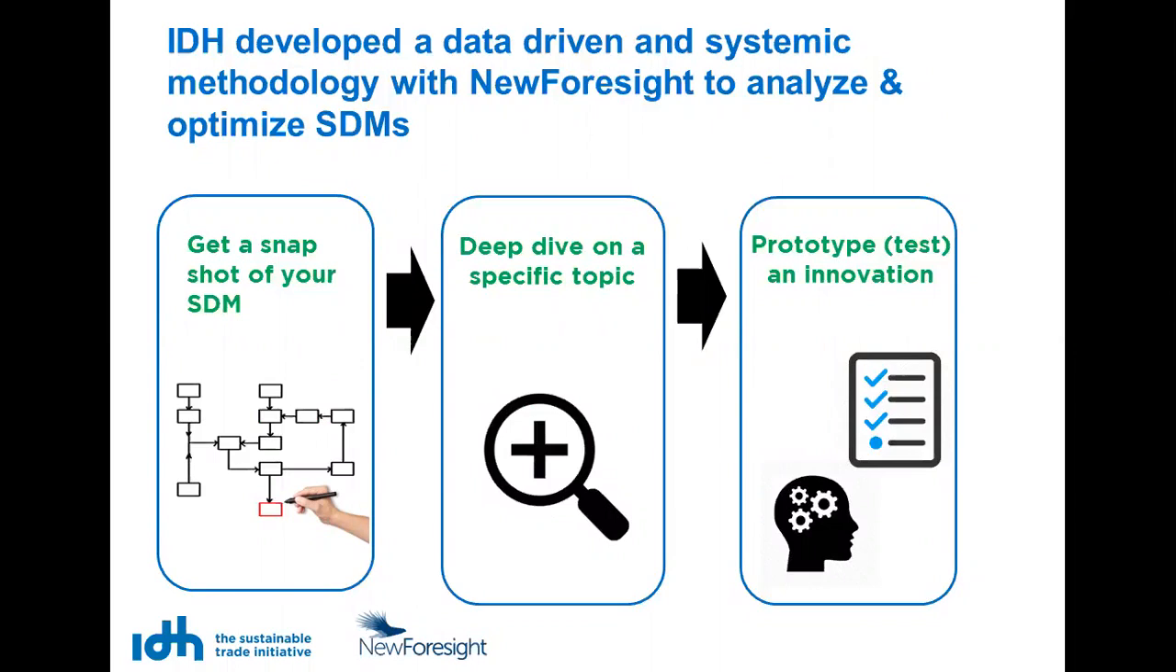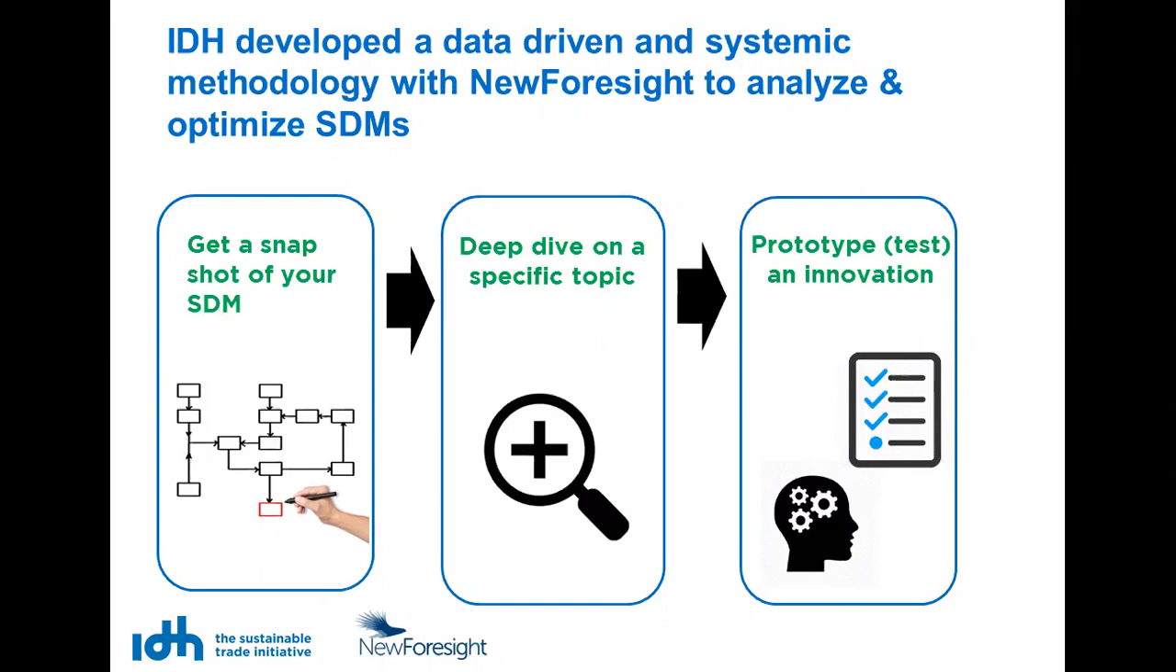So taking these trends into account and these stakeholders that are evolving, together with New Foresight, and Joost Gorte of New Foresight is also participating in this webinar, we developed a data-driven and a systemic methodology to analyze and optimize your service delivery model. So the first step is to understand. You first, of course, need to understand what is going on, how is it performing. So this is a snapshot of your service delivery model. Then you may want to dive deeper into a specific topic because you have been triggered by understanding how your model looks like. And as IDH, we're not so keen on only this understanding part.